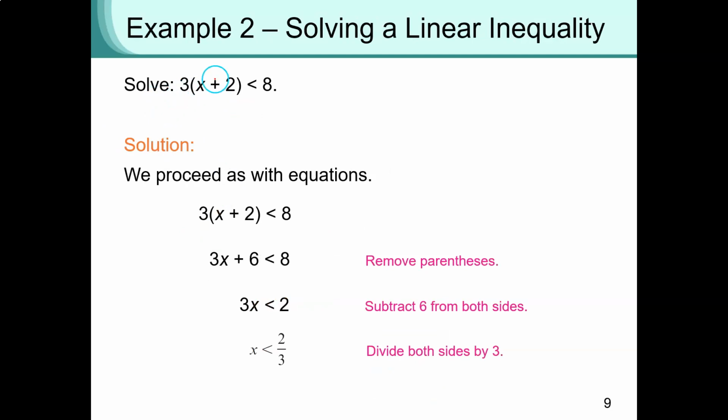We have 3 times x plus 2 less than 8, right? So you can distribute here and solve for it, or you can just simply divide by 3. Some of you might see divide by 3 on both sides, but it doesn't matter. There are many different approaches to solve it. So I'm going to multiply by 3. I get 3x plus 6 less than 8.